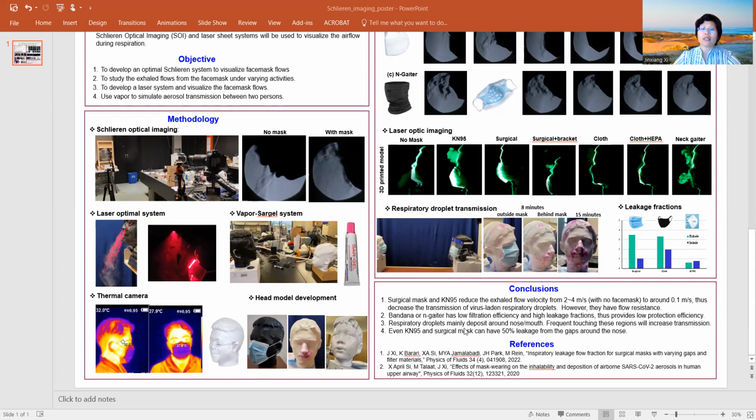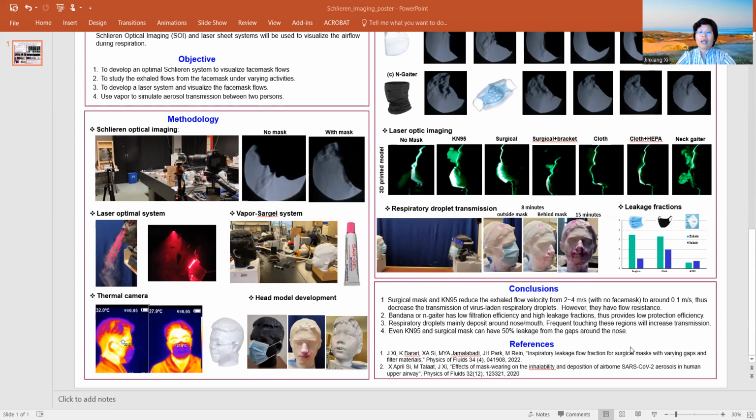Our conclusion is, first, surgical mask and KN95 reduce exhale flow velocity from 2 to 4 meters per second to around 0.1 meter per second. This obviously decreases the transmission of virus-laden respiratory droplets. However, they have flow resistance.